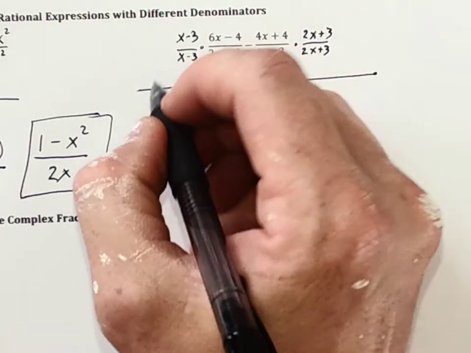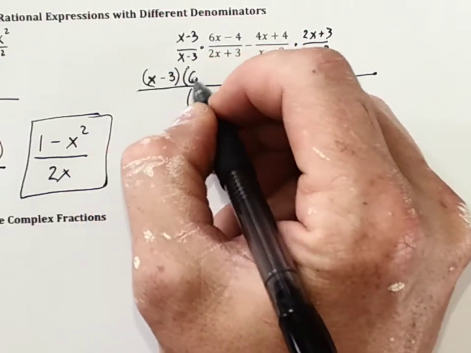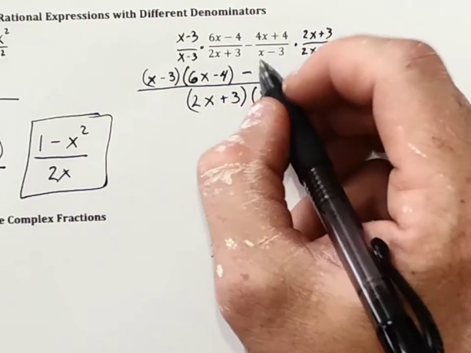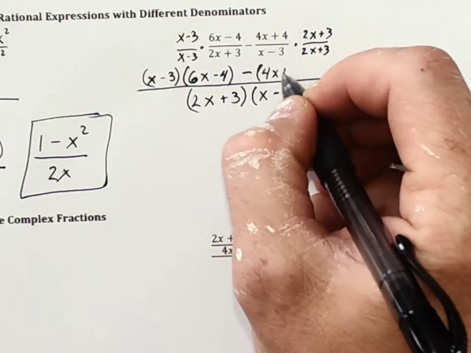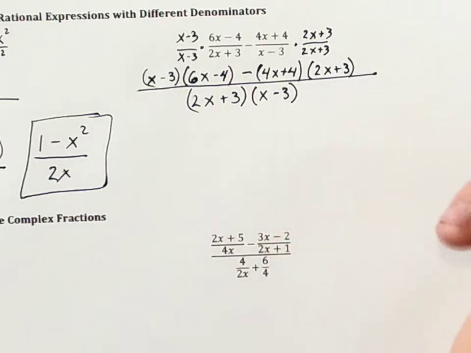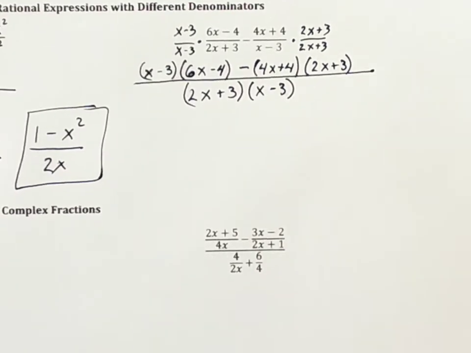So I get x minus 3 times 6x minus 4, minus 4x plus 4 times 2x plus 3. Now we have to double distribute and simplify our top.